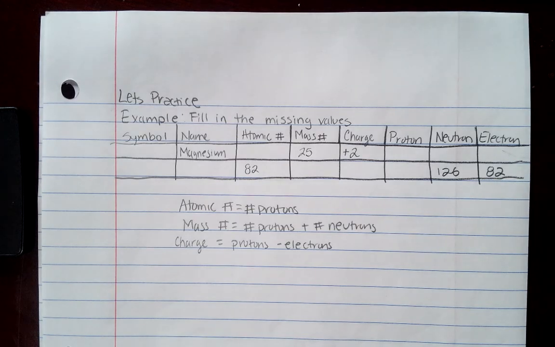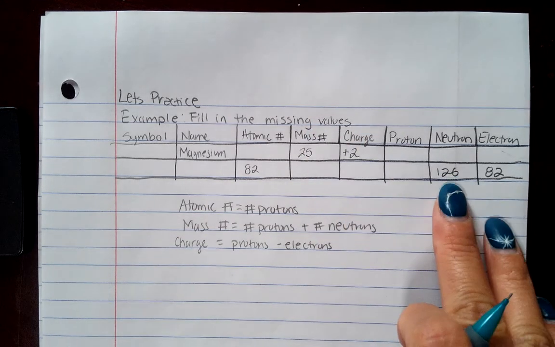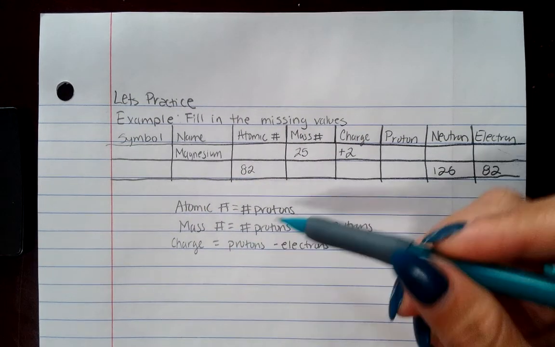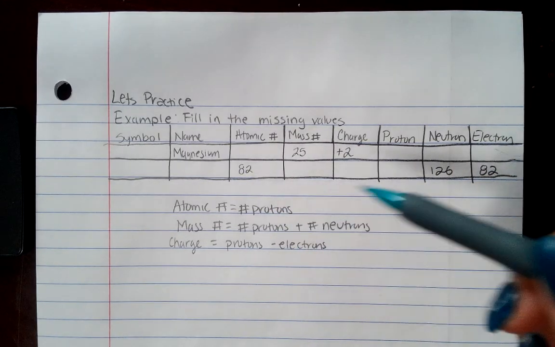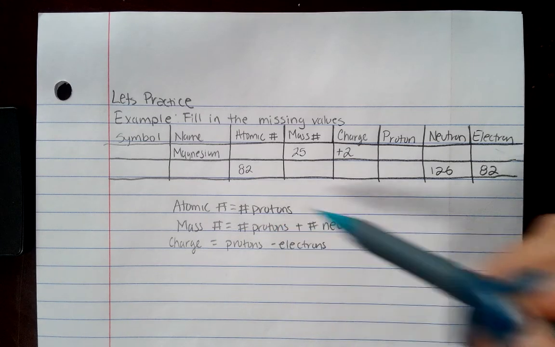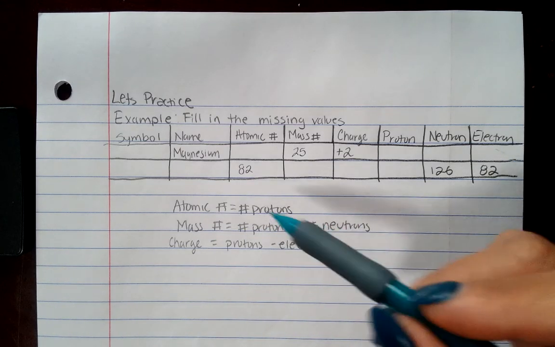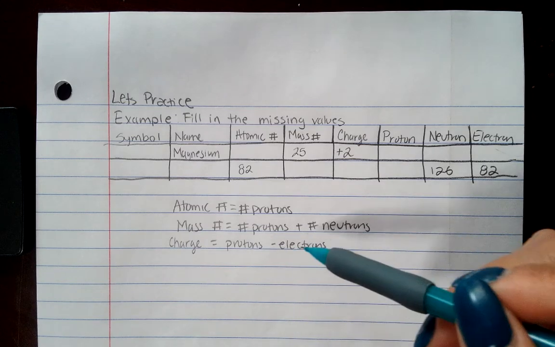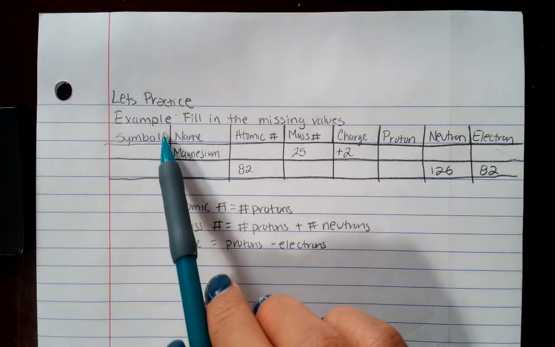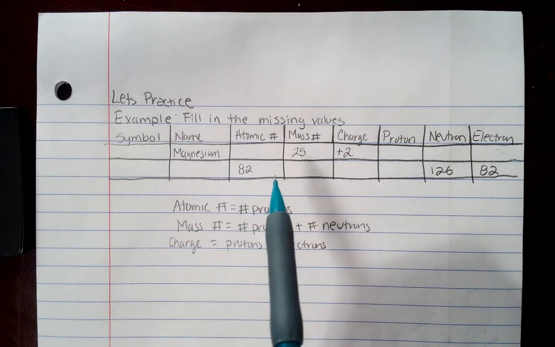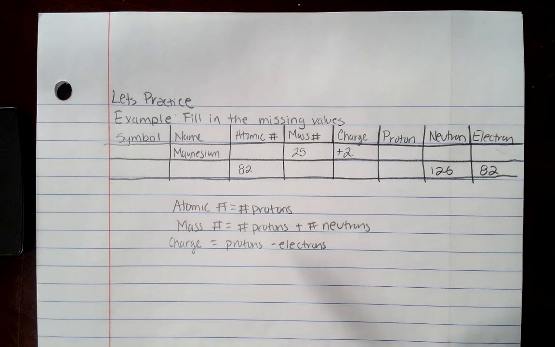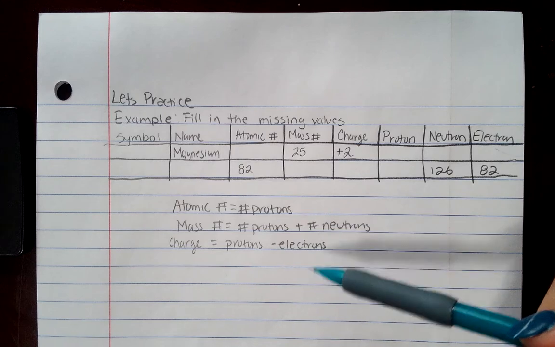All right, so let's practice. We're going to use the 3 equations that we just saw previously, which is atomic number equals the number of protons, mass number equals protons plus the number of neutrons, and charge is equal to protons minus electrons. Again, we are filling in the missing values. So you are going to have something like this on the quiz where you have to fill in the missing values. And you're going to be able to do this with your periodic table and with these 3 formulas.